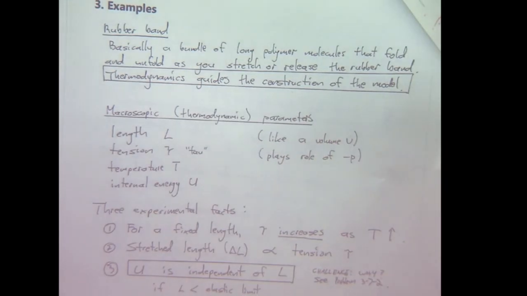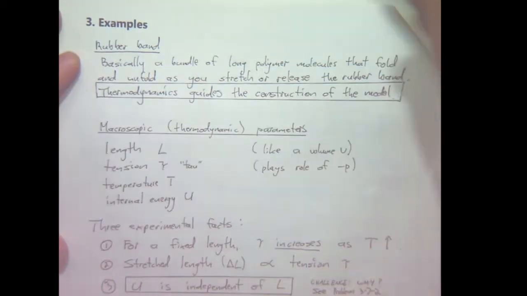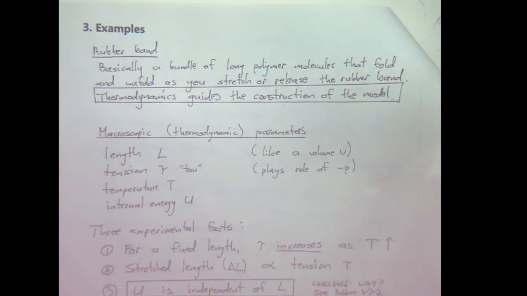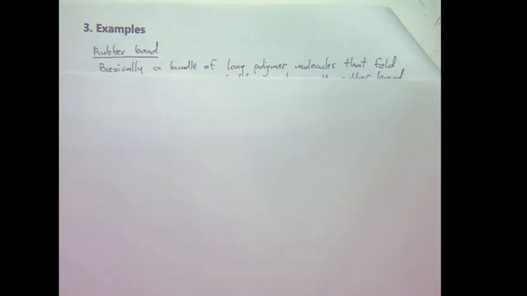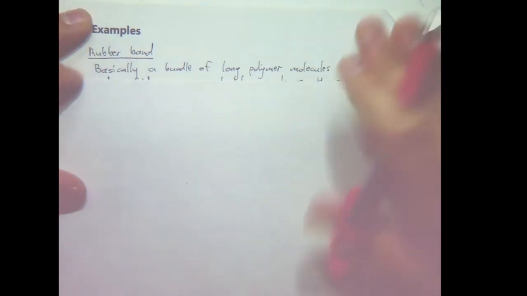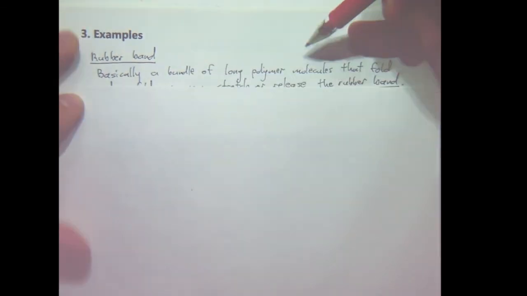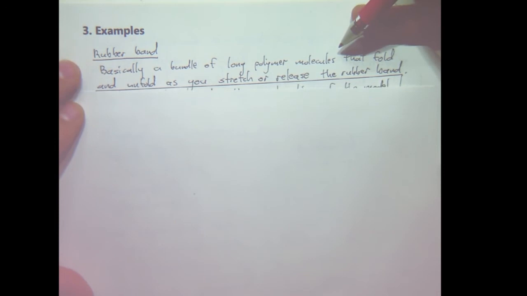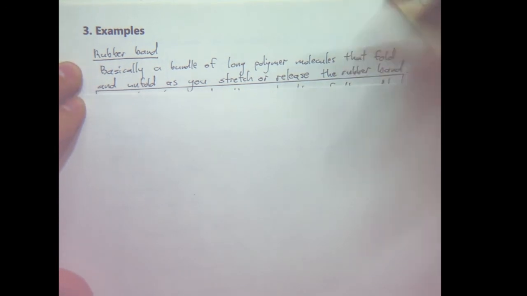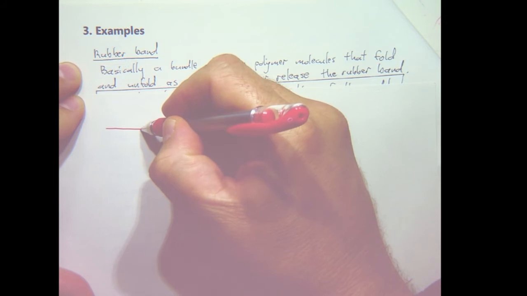Which one is it? Okay, good. So let's have a look at some examples of exotic and not so exotic systems. Rubber band. So what's a rubber band? We call them rubber bands. So basically it's a bundle of long polymer molecules that fold and unfold as you stretch or release the rubber band. So it kind of looks like this.